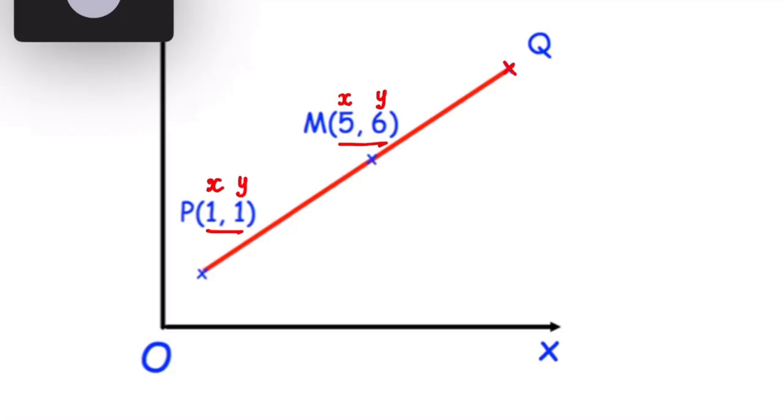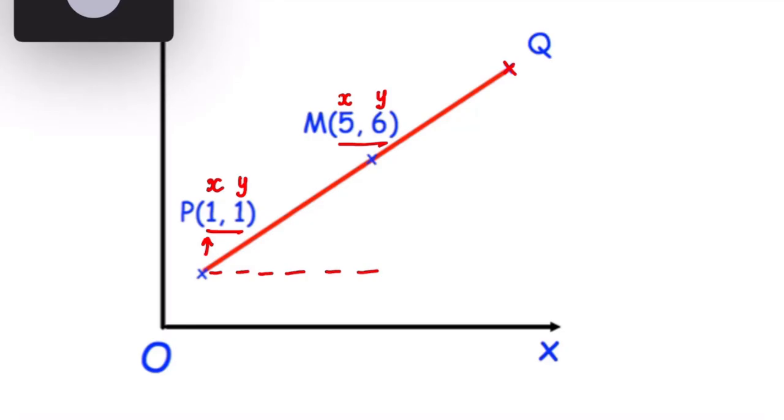So if you look at the x coordinates, we're starting off with 1, as you can see over here. So we're starting off with 1. When we get to the midpoint, we're moving across to 5. Okay, so 1 goes to 5. If 1 goes to 5, we're adding 4, right? So on the x coordinates, we're adding 4. To get from P to M, we're adding 4.